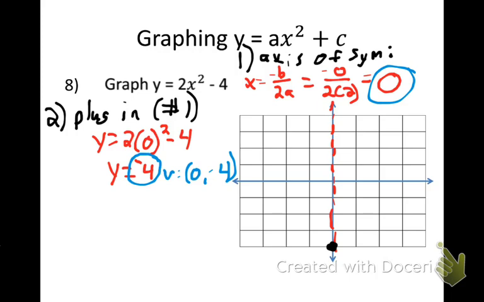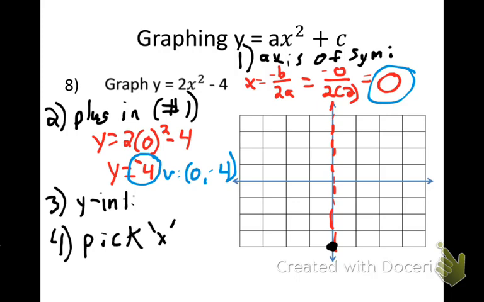Now, step 3. What's step 3 say? Find and graph the y-intercept. What do we notice about the y-intercept here? It's already done, right? Because my axis of symmetry is on the y-axis. My y-intercept's already done. Cool, okay. So step number 4 now. Find another value. I need to pick an x. I get to pick another x value. I want to do 2 values.